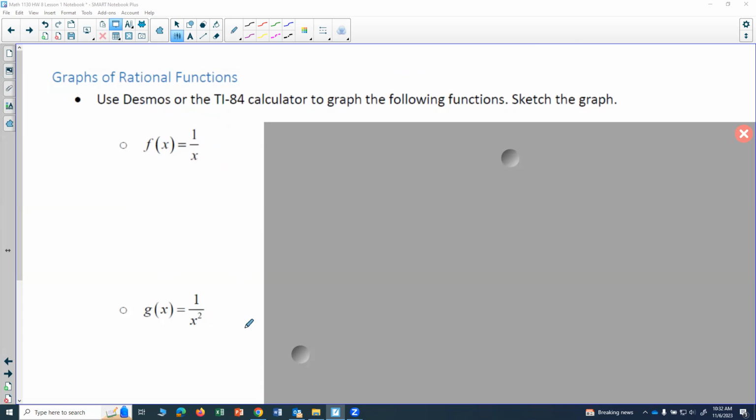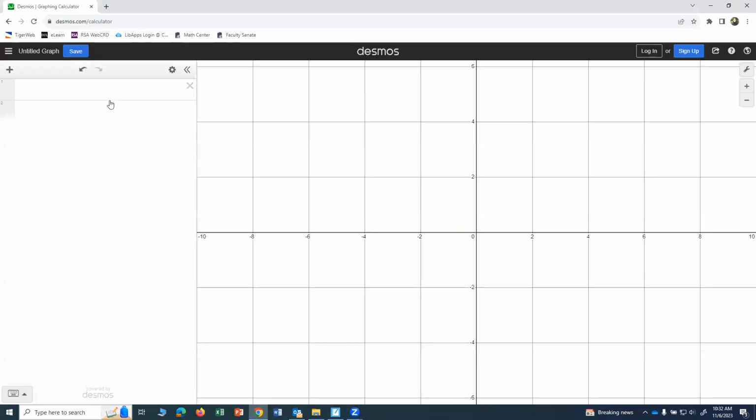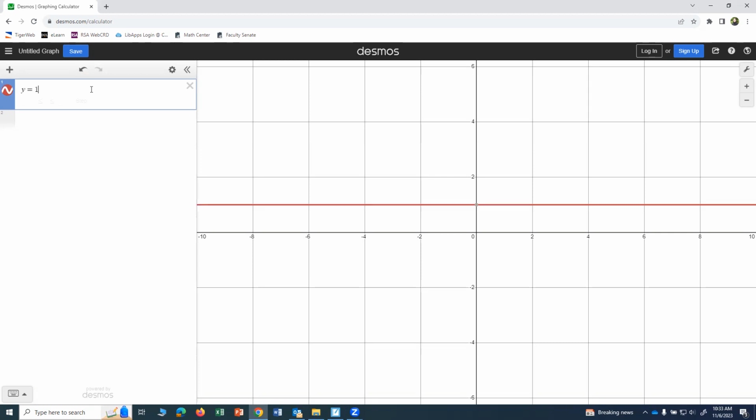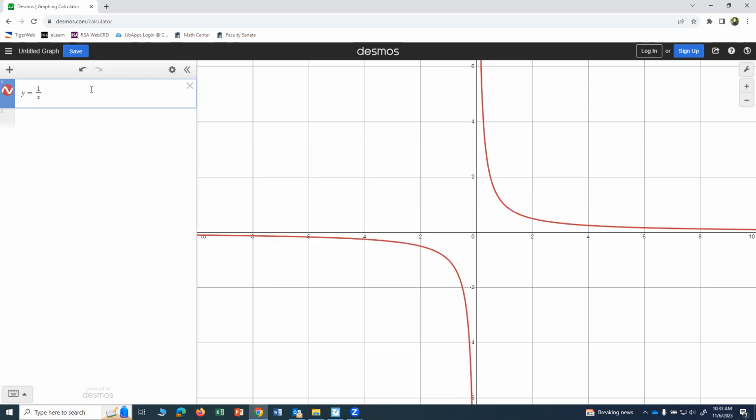So I'll go ahead and use Desmos. Keep these functions in mind. F of x equals 1 over x and g of x equals 1 over x squared. So I'll start with f of x equals 1 over x, and I'll put it in as y equals. So I get y equals 1 divided by x.